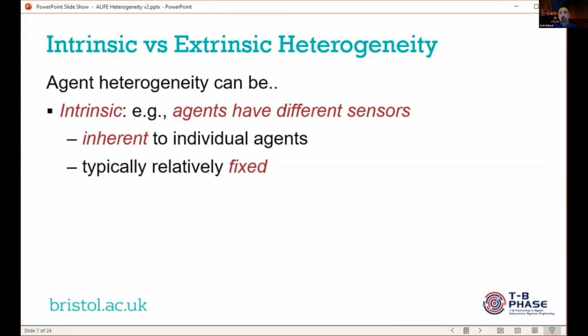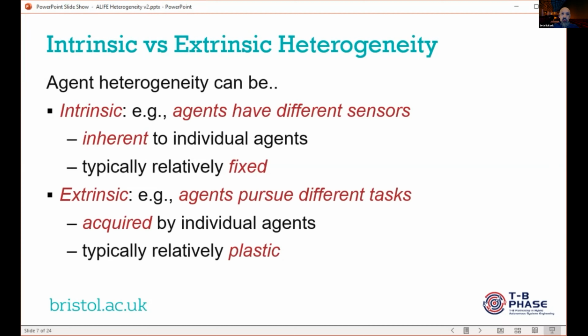For example, one person is colorblind and another person is not. That's an intrinsic property, compared to extrinsic heterogeneity. So more fluid, more plastic changes. So one robot might be assigned task 1 and a different robot might be assigned task 2, but later on those task assignments might change. So that heterogeneity is not fixed, but is more plastic. And that second class of heterogeneity is much more studied. It's not often talked about in terms of heterogeneity, but it's much more familiar in multi-agent systems. Intrinsic heterogeneity is a little bit more rare.